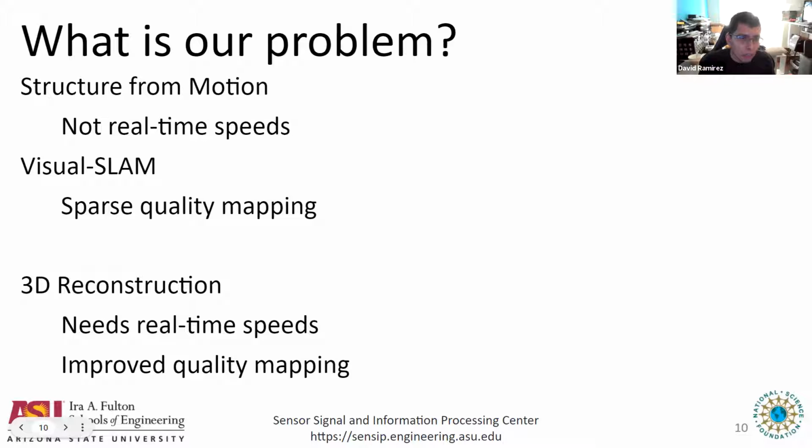This approach here, then, the terminology may not be structure from motion, which has certain basis of study. It may not be Visual SLAM, but I believe the terminology maybe should be 3D reconstruction. We'd like to do it in real-time speeds like Visual SLAM, but we'd like to have good mapping quality, good reconstruction. So I believe 3D reconstruction here might be the right nomenclature. So this needs those real-time speeds and improved mapping quality.